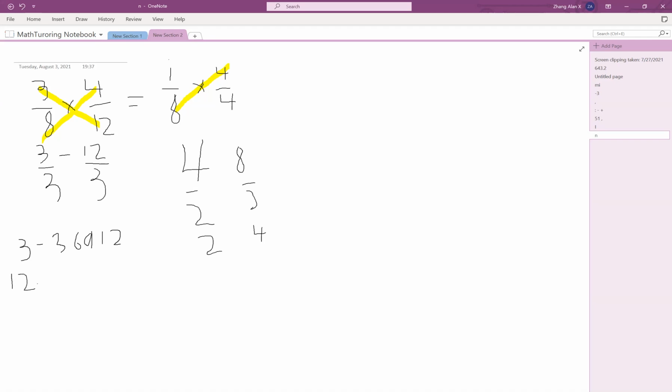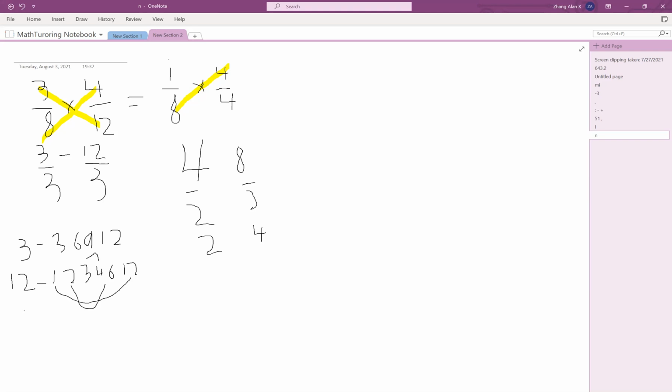So let's take 12. Factors would be 1, 2, 3, 4, 6, and then 12. You see how all these numbers you can divide 12 by all get you 12. You do 1 times 12, 2 times 6, 3 times 4. So for these problems, we're just trying to factor them.